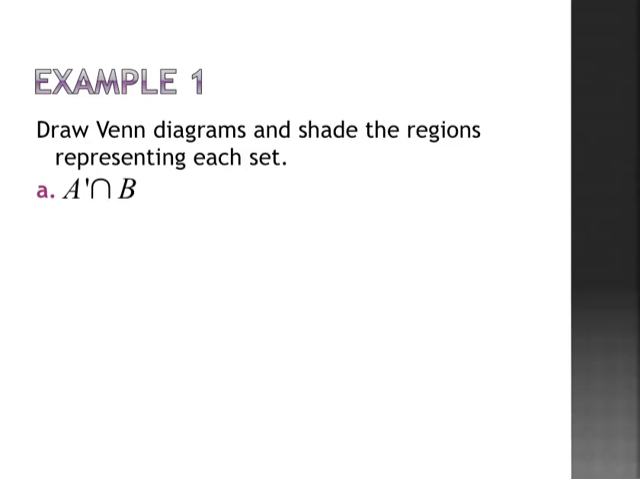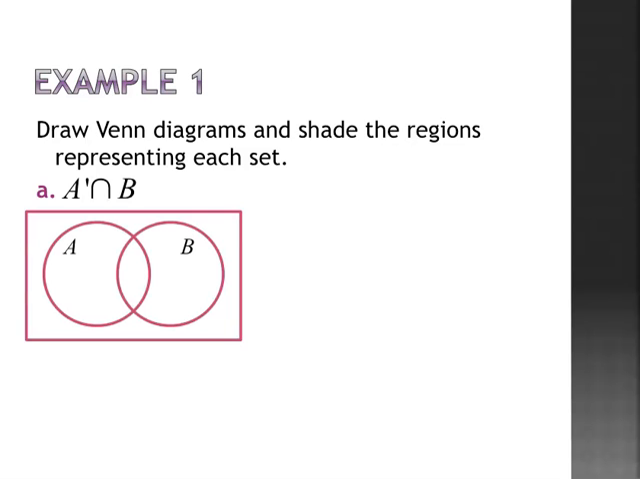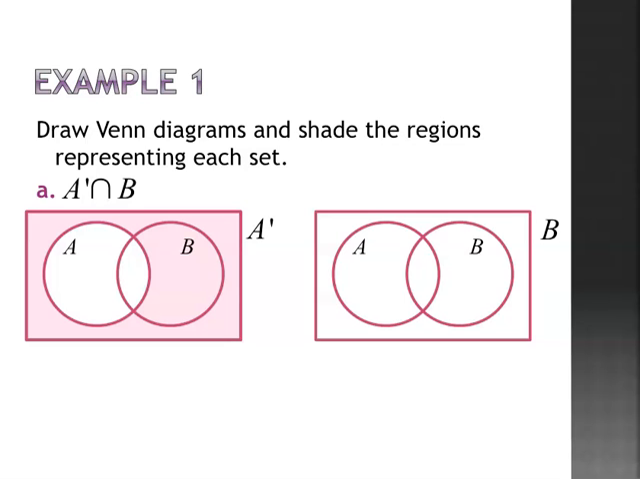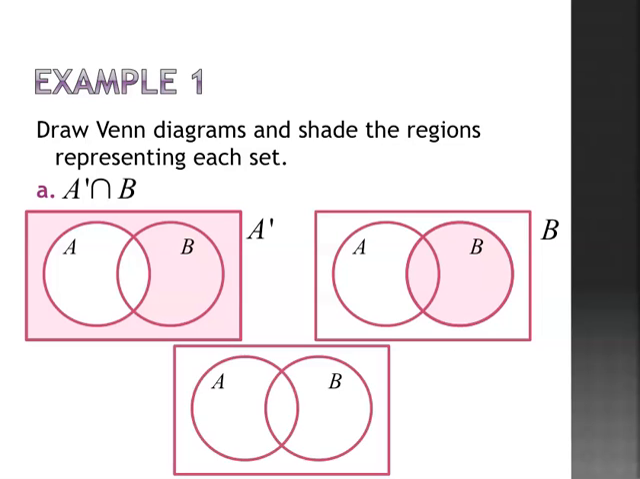So here we have A prime intersected with B. So let's draw each of these out. A prime means everything that is not in A. So that would be this. Okay, and then B, so that's everything inside of B. Now we're trying to find the intersection of these two shaded regions. The intersection of these two shaded regions would be everything that's in B and only in B. So that would be this shaded region right here, and that's how you would represent A prime intersected with B.